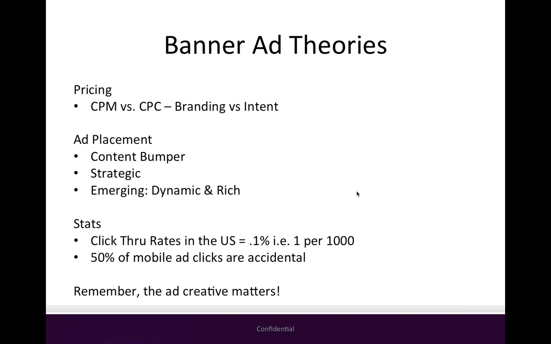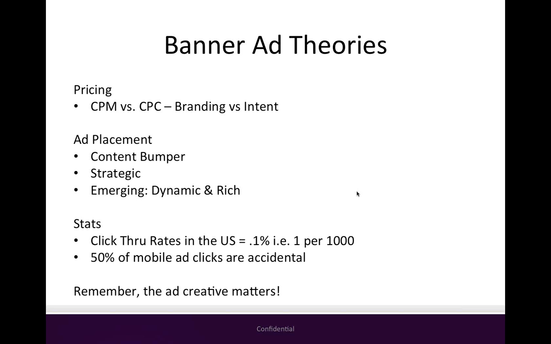We're going to cover 3 different approaches to showing ads. One that I call a content bumper, one that's more strategic, and it's one that we use, and then some emerging trends, which we're a little bit going in that direction, but I'll talk about why we're not going all the way there. A couple stats that you might find interesting is that the average click-through rate in the United States is 0.1%. Quite literally, on average, across the internet, for every 1,000 ads that are seen, one of them is clicked on. Obviously, some sites have more, some have less.